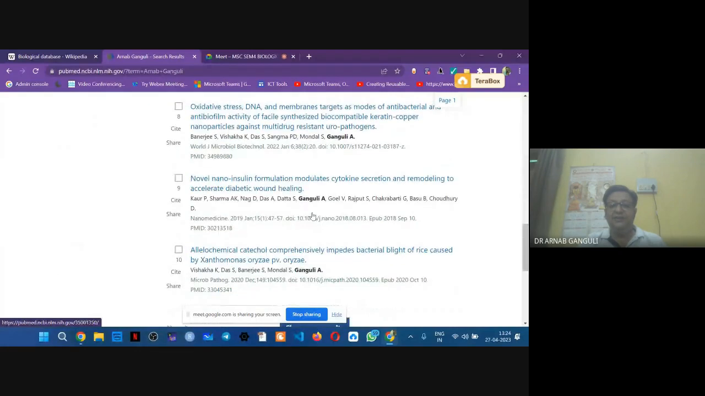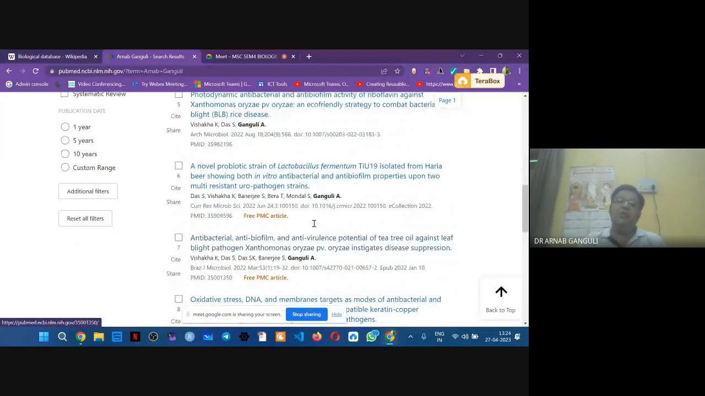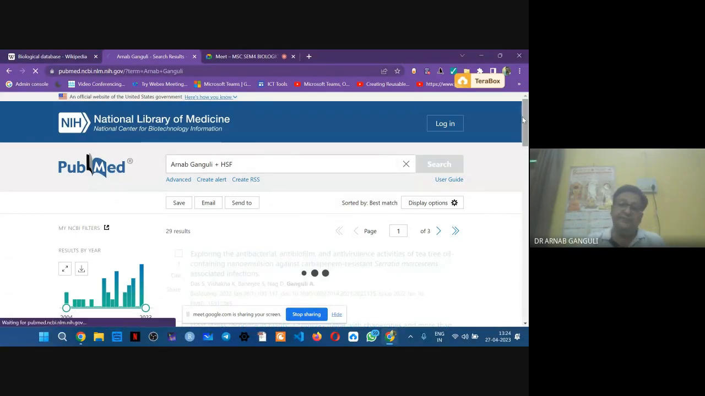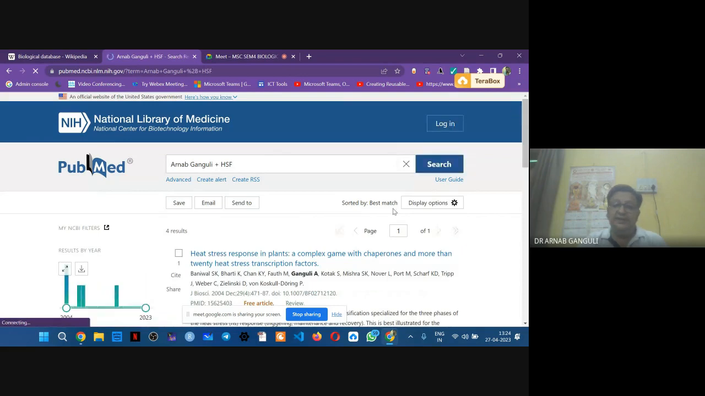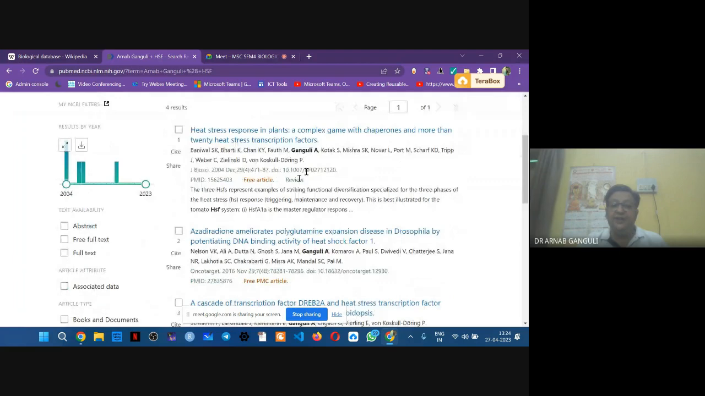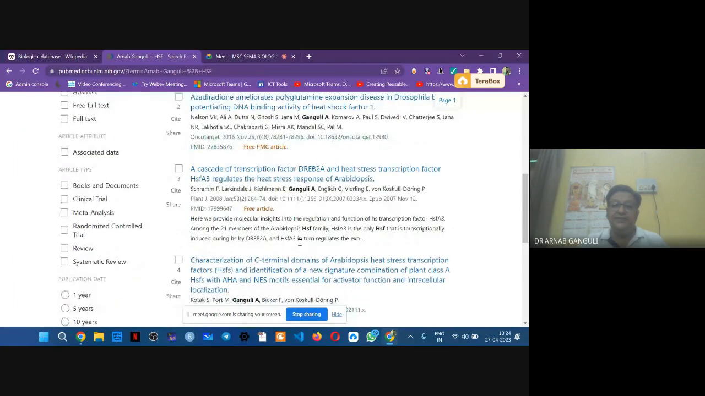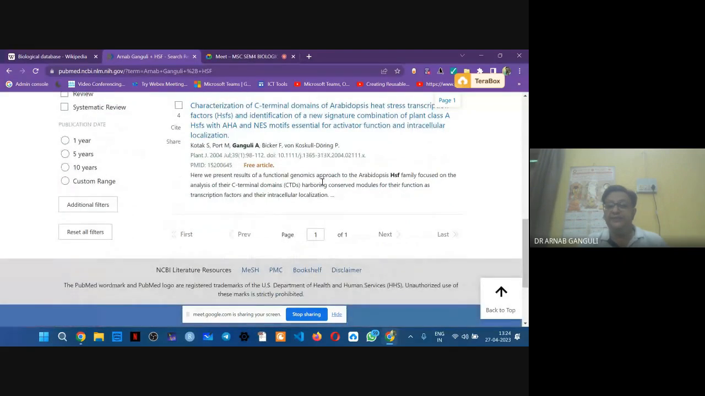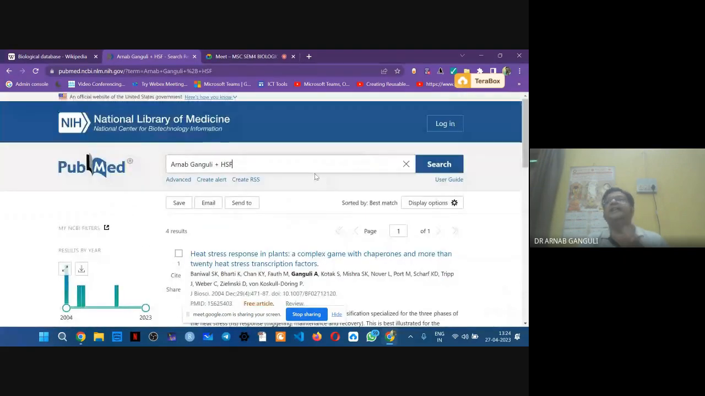All A Ganguly is coming over here. Now I want to see what publications Arnab Ganguly has done on heat stress transcription factors. I add a plus HSF. See, these are the publications which I have done on heat stress transcription factors. These are the papers for heat stress transcription factors. So like this, you can search for papers.